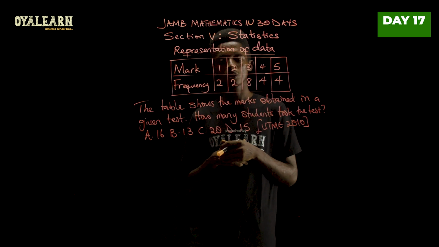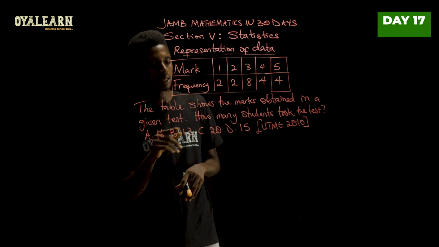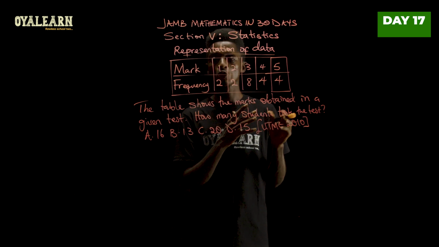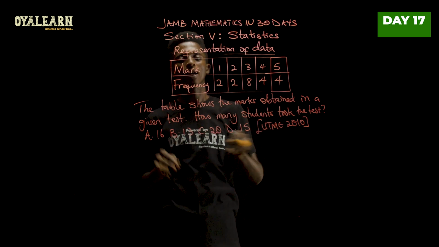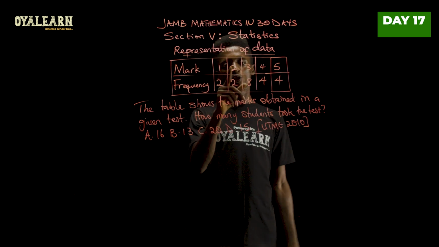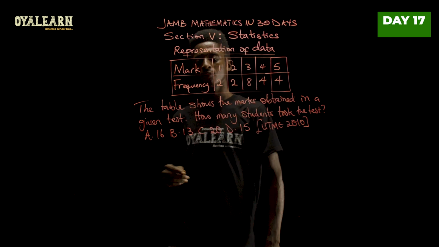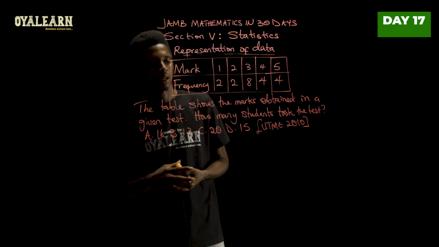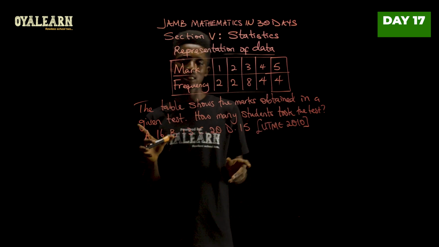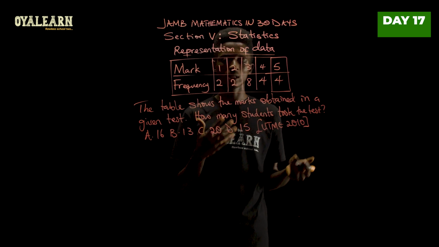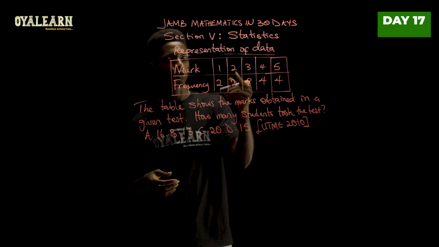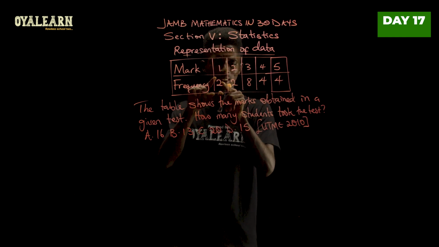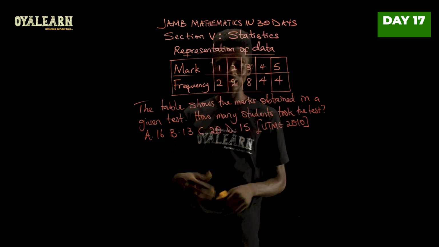This question from UTME 2010 says, the table shows the marks obtained in a given test. How many students took the test? So we see the table here with marks obtained ranging from 1, 2, 3, all the way to 5. And then the frequency for each of the marks is placed right under the mark. So now to find the number of students who took this test, we just have to add the total frequency. Since 2 people scored 1, 2 people scored 2, 8 people scored 3, 4 people scored 4, and then 4 people scored 5. So this would be the number of students taking the test.